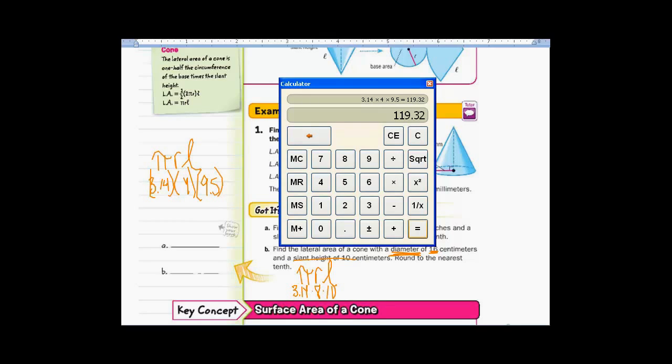I get 119.32, which rounded to the nearest tenth is 119.3 inches squared. This one, 3.14 times 8 times 10. The calculator's not liking that part, so let's try it again. 3.14 times 8 times 10 is 251.